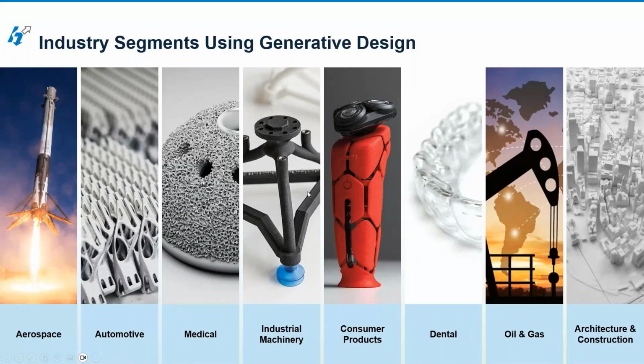So we're thinking about industry segments, talking about that. The aerospace industry uses it, automotive, your weight savings, your strength per weight. Also for medical segment, and also your industrial machinery, consumer products, dental, oil and gas, and architecture and construction. So architecture and construction, there is a form of generative design within Revit as well, for placing different components, or not components, but parts within a building, or optimizing walls, or where they should be depending on generative design, and optimizing that there.